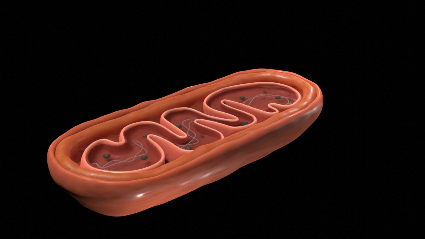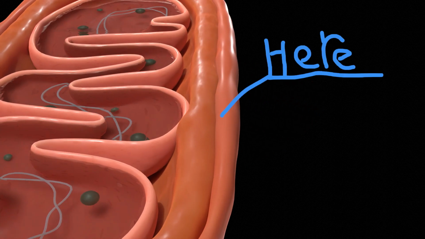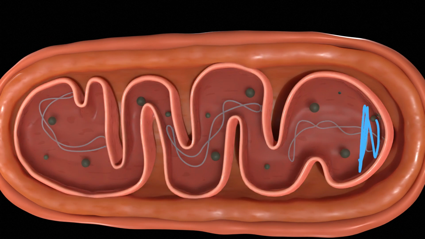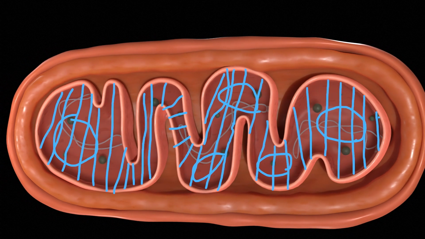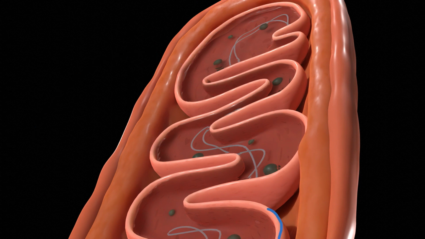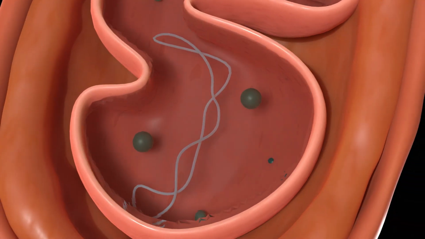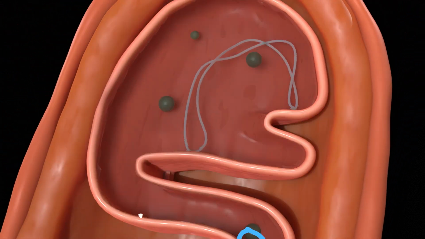So before we get started, let's get to know the structure of the mitochondria. First is the outer membrane, then we have the inner membrane, and then we have the space in between called the intermembrane. The middle part here is called the matrix, and the folds are called the cristae. The matrix is filled with fluid. In the fluid, there's these little circles called ribosomes, and the string-like structures are DNA.